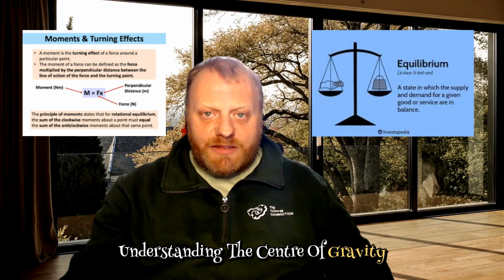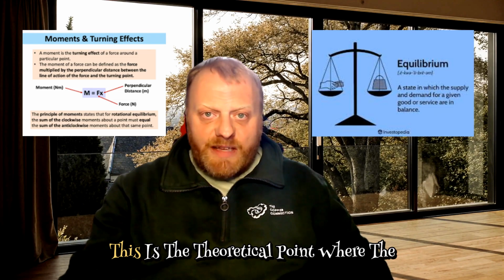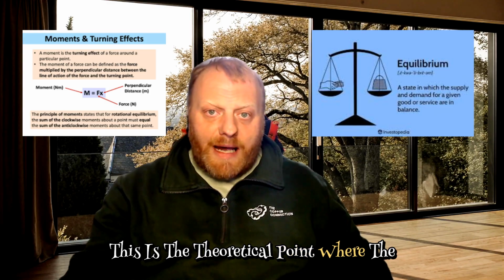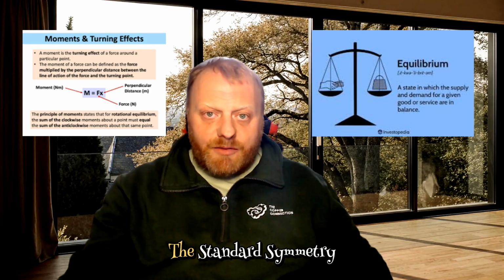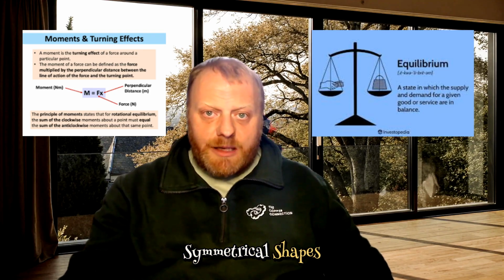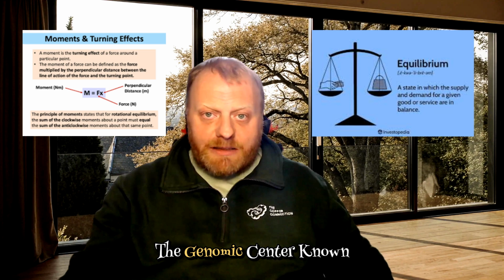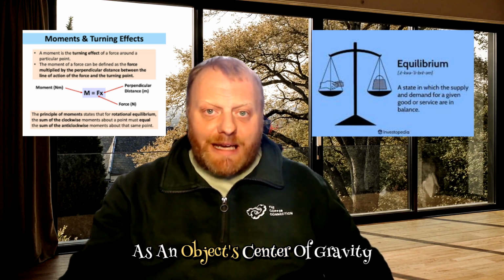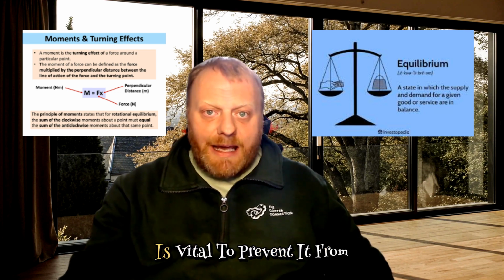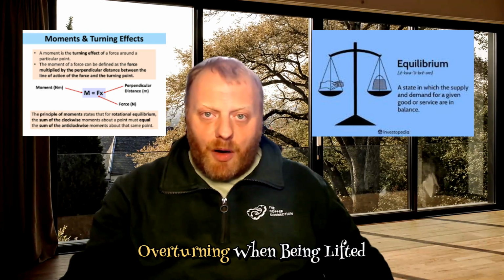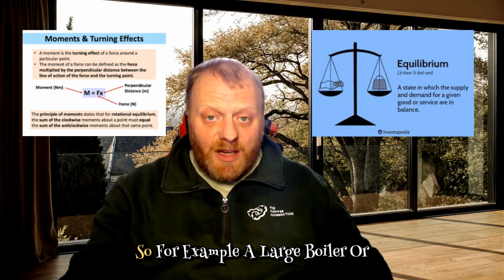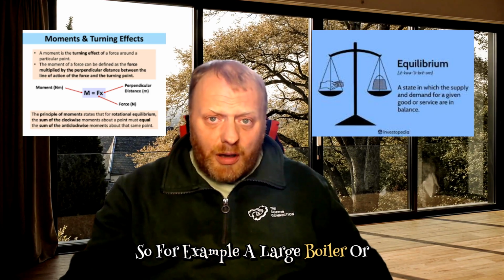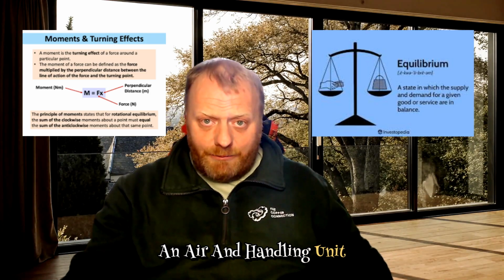Understanding the centre of gravity is also crucial. This is the theoretical point where the entire weight of an object appears to act. For standard symmetrical shapes, it is the geometric centre. Knowing an object's centre of gravity is vital to prevent it from overturning when being lifted, moved, or installed. So, for example, a large boiler or an air handling unit.